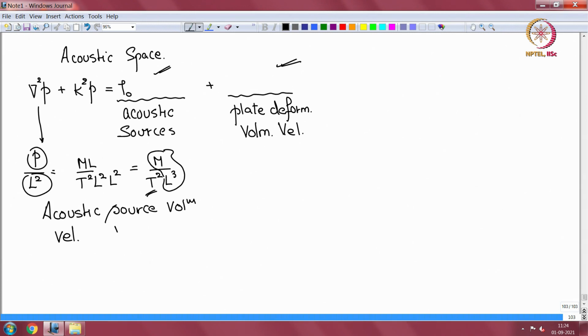So how do I do that? I will say it is volume velocity per unit volume. This will give me 1 over T because volume cancels out, and then I will put j omega to make it 1 over T square. So I have j omega and an S which is volume velocity per unit volume. So that's how I get it.